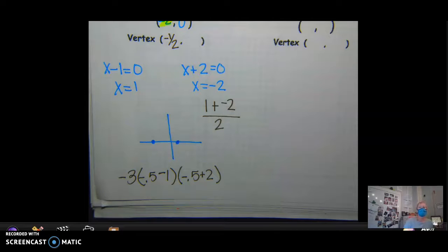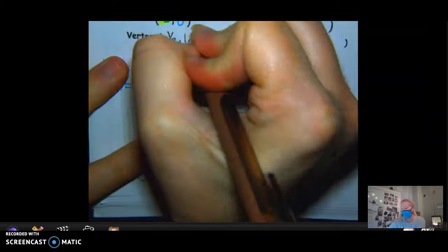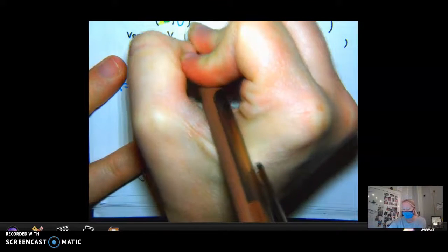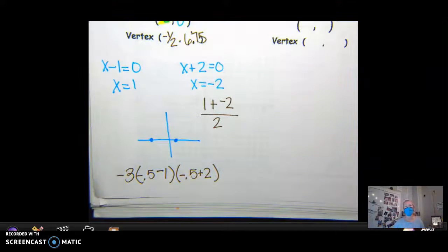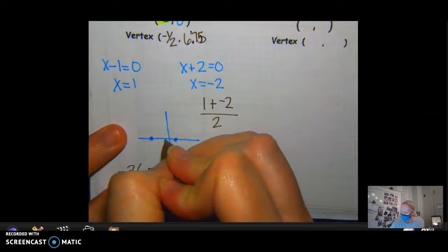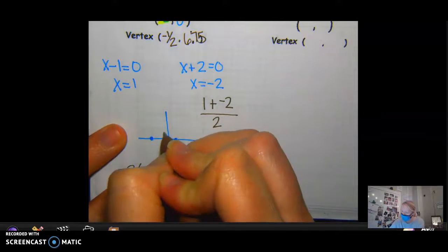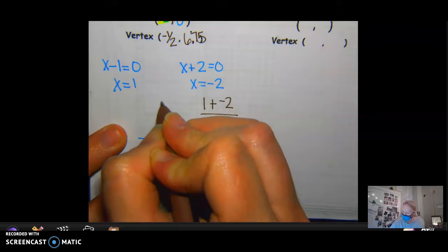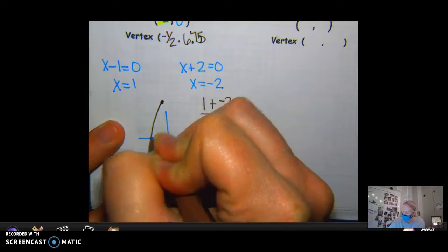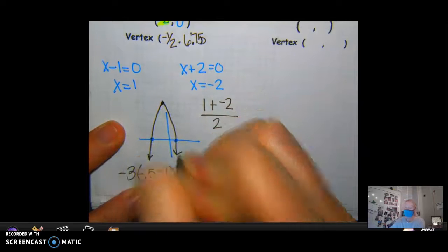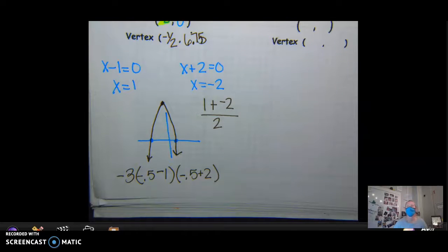It's going to give you another decimal answer, and that is okay. What decimal answer does it give you when you plug in -1/2 into that equation? 6.75, or 6 3/4. Okay, we're going to plot that. So back a half, up 1, 2, 3, 4, 5, 6, and a little bit more. There's my parabola. And we've graphed it using intercept form.